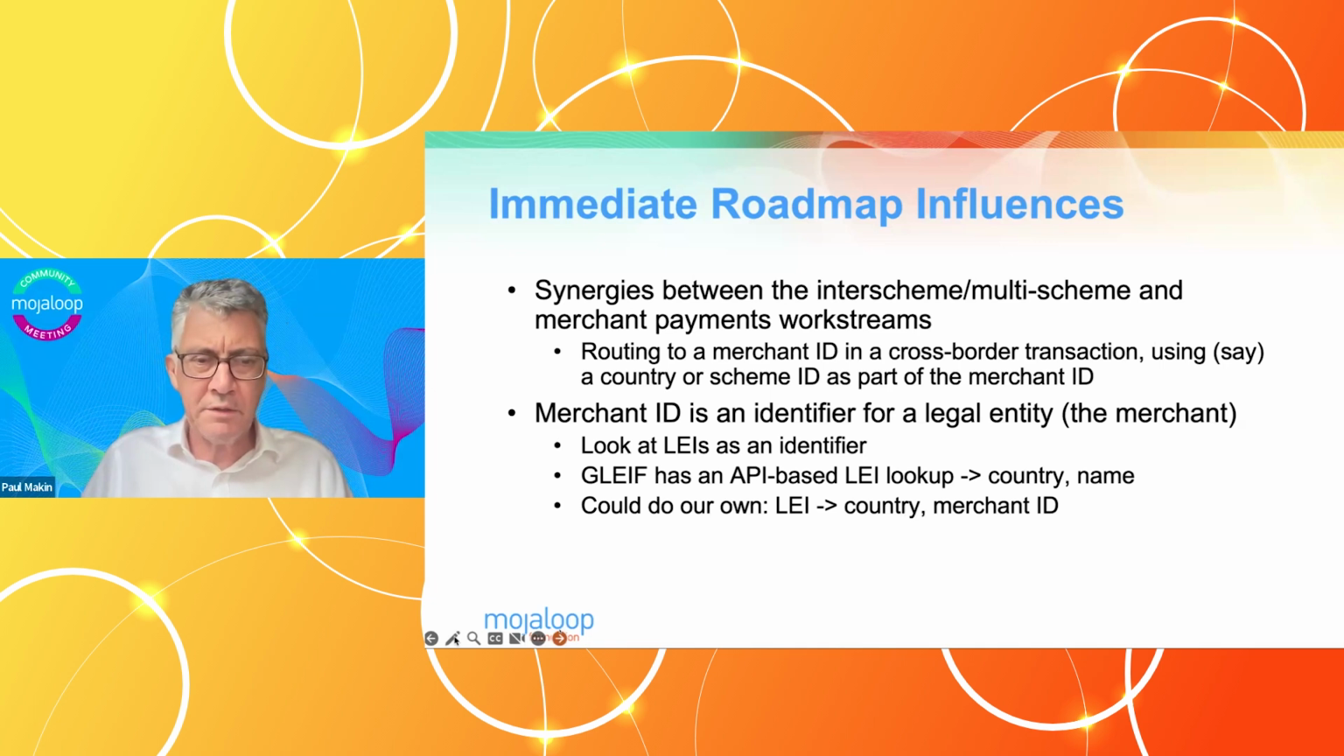And in support of that, Leaf has an API-based LEI lookup. You pass it an LEI, and it comes back with the country that it was registered in and the name of the organization. We could use that potentially as part of the routing to a particular Mojaloop scheme. We could do our own LEI mapping to country and merchant ID, something like that. I hope you're getting the impression there are no decisions here. This is all stuff that's open for discussion.